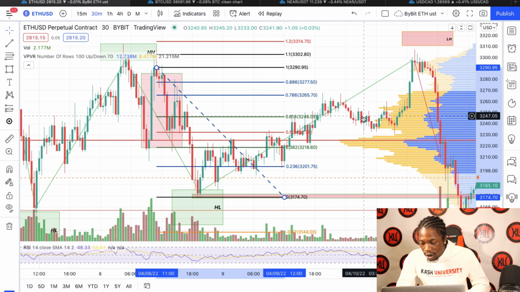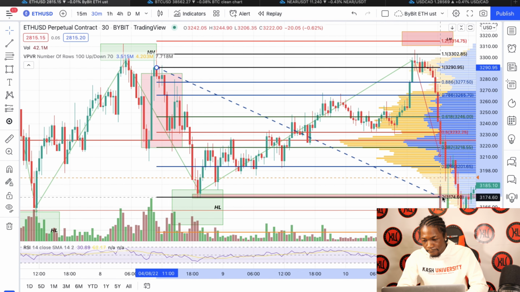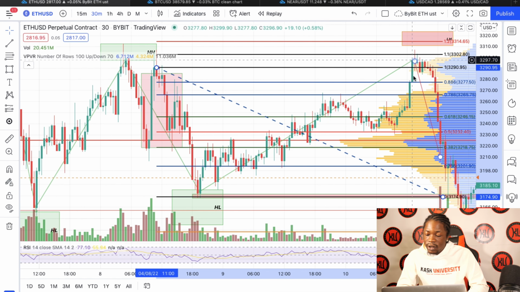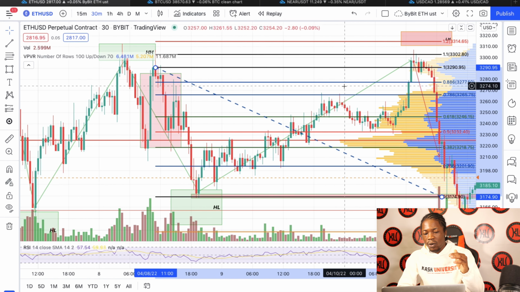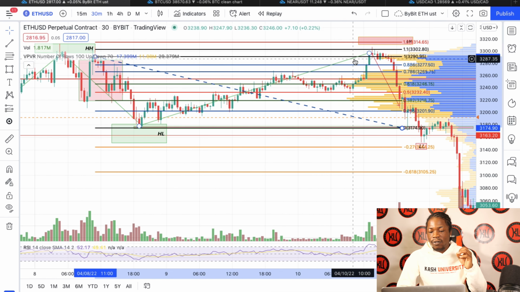So right here, we could have entered again at the 61.8. So we're going to have to move the strips over. So we could have entered the trade right here again. Well, we would have been in negative for a while because price went all the way back up here. But it's okay. Price did not break structure to go back up. So what's next? Next step is to find that bearish engulfing candle.